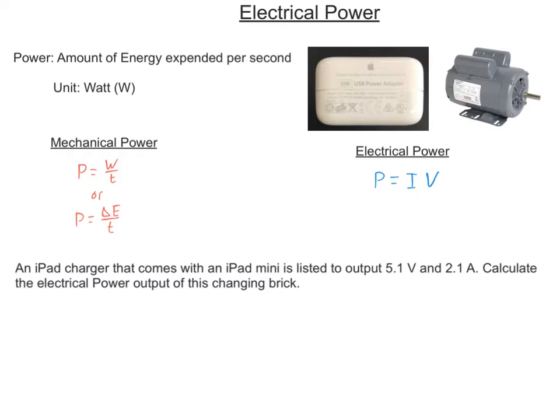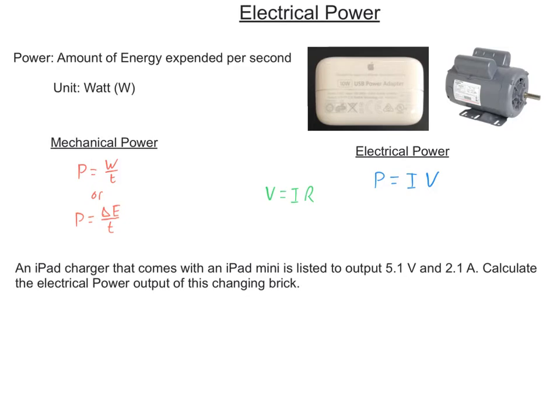But the equation for electrical power, because we're moving electrons, and we can then use that energy stored through the moving electrons to do other things, so there must be some electrical power. The equation is current times voltage. Power equals current times voltage.